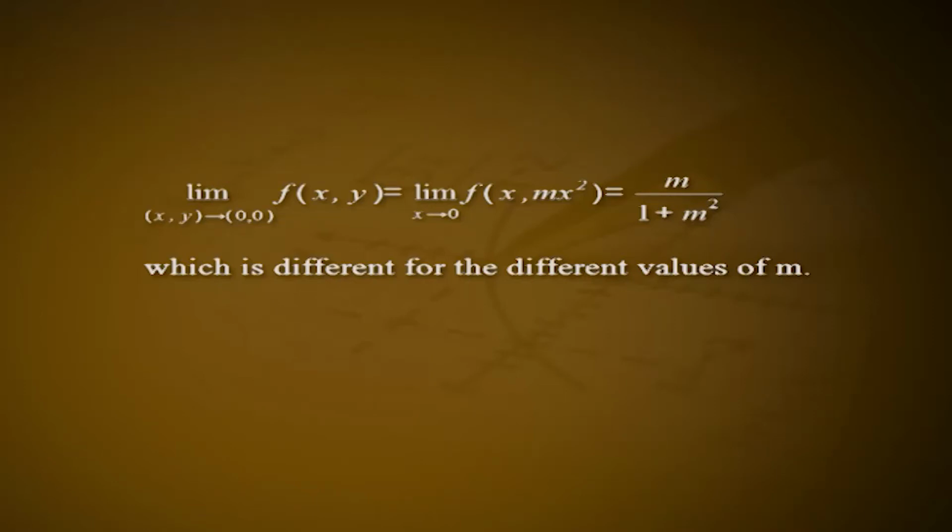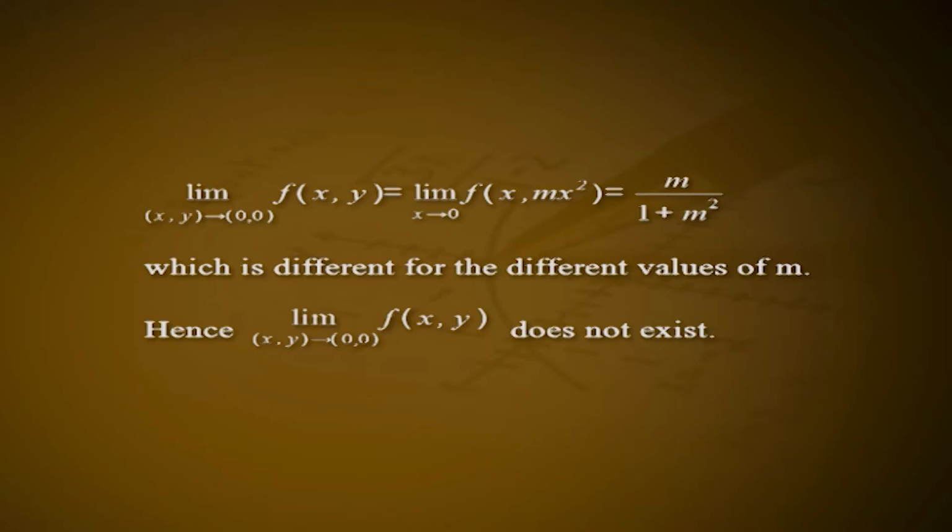So, any straight line approach gives the limit of f(x, y) equal to 0 as the point (x, y) tends to the point (0, 0). But by putting y is equal to m x squared, the limit of f(x, y) as (x, y) tends to (0, 0) is equal to the limit of f(x, m x squared) as x tends to 0, which is equal to m divided by 1 plus m squared, which is different for different values of m. Hence, the limit of f(x, y) as (x, y) tends to (0, 0) does not exist. Thus, the function possesses no limit at the origin, but a straight line approach gives the limit 0.